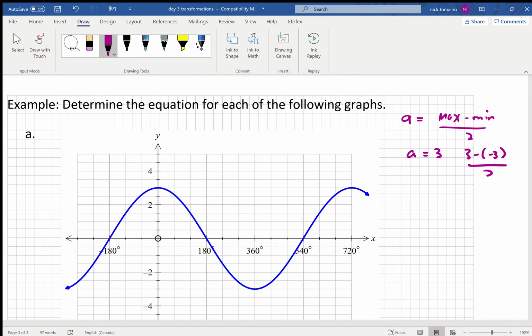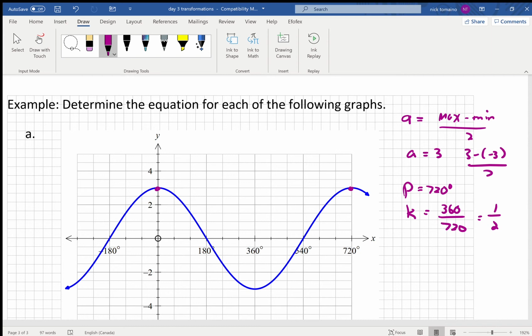Okay, good. Now, for our period, the easiest way to find a period I find is just locate a max and locate another max, and then find the horizontal distance between them. So in this case here, it's 720. So the period is 720, but for the equation, we need the k value. So that means that the k is equal to 360 over 720, which is, in lowest terms, 1 over 2.